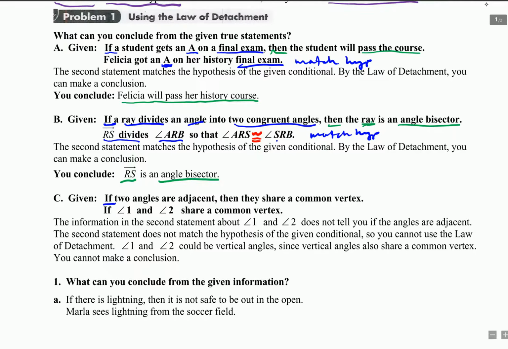If two angles are adjacent, so our requirement is two adjacent angles, then they share a common vertex. So let's look at our next statement. We don't need the if. Angle 1 and angle 2 share a common vertex. Is that our requirement? No. This is our result.